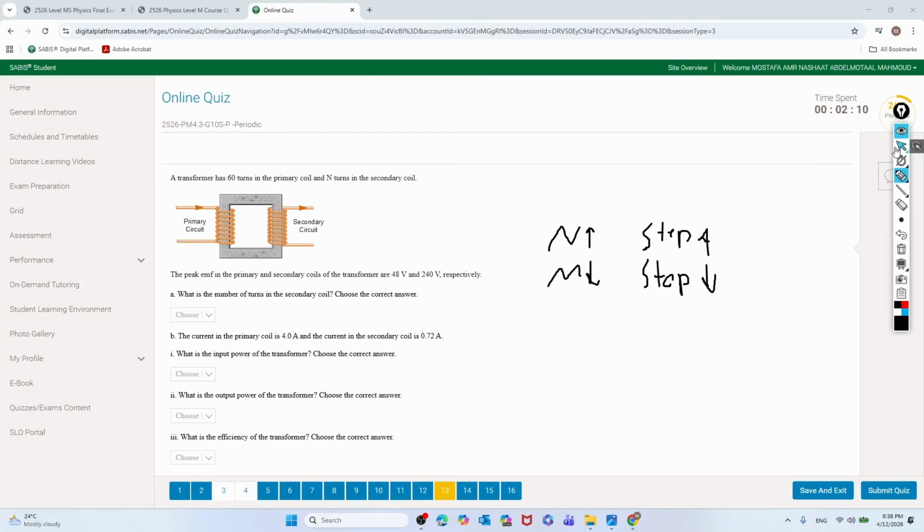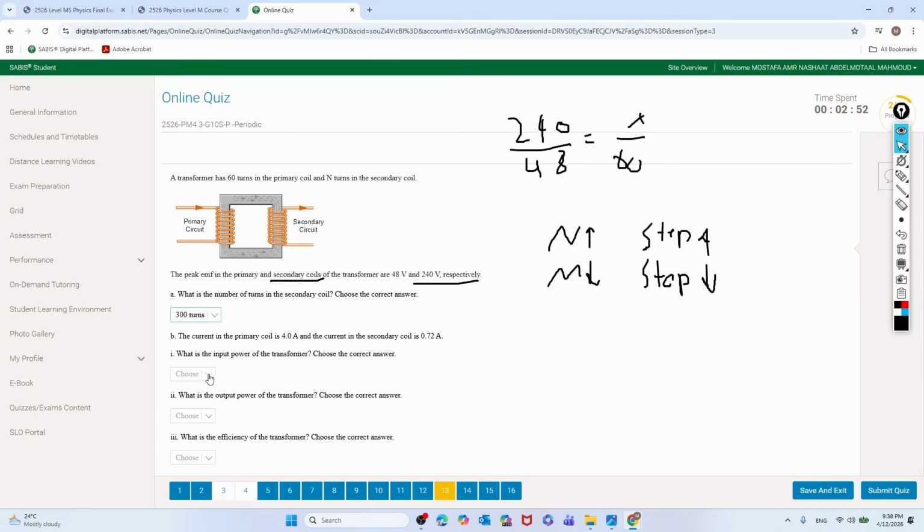What's the number of turns in the secondary coil? Okay, so we're gonna use the formula again. So 240 is what secondary. So 240 over 48 is equal to x over 60, because this is out, the secondary coil, and this is the primary coil. You get 300 turns.